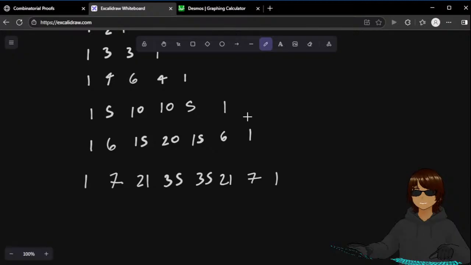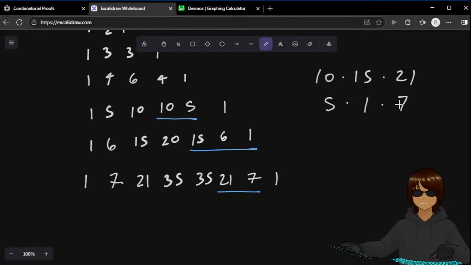Let's choose maybe this. Then I have 10, 15, 21, and then 5, 1, 7. 5, 1, 7. Did I choose it correctly? 4, 6, 5, 10, 10. No, I didn't.